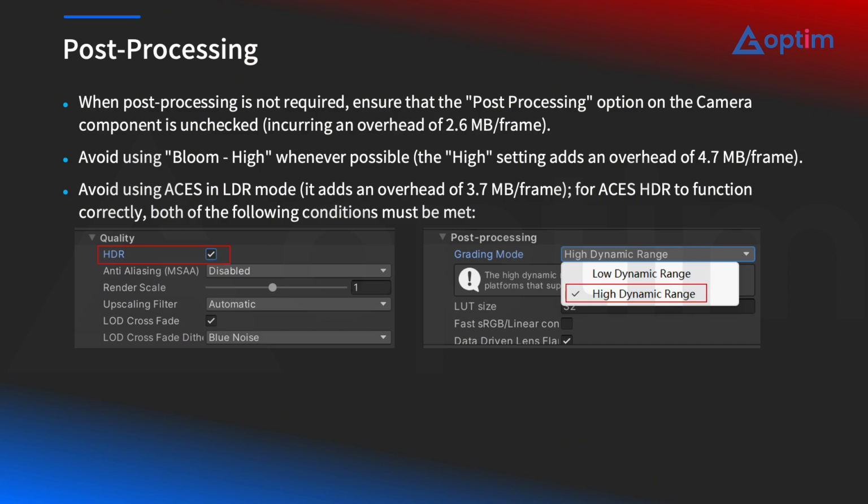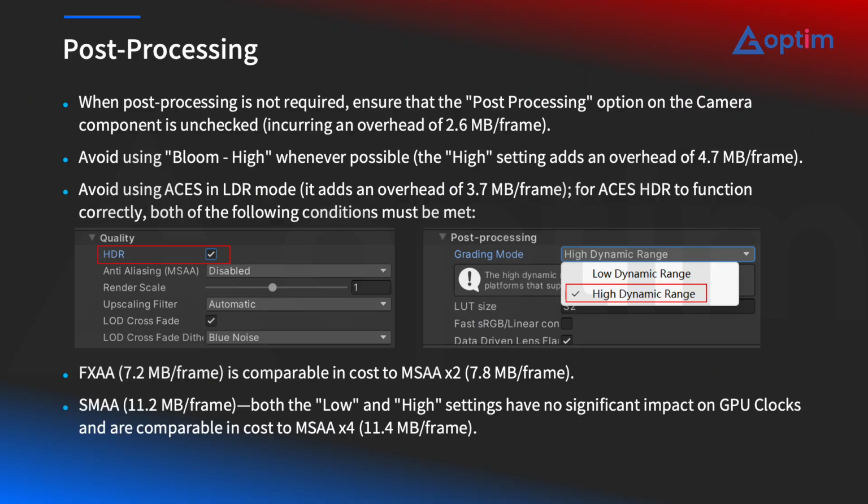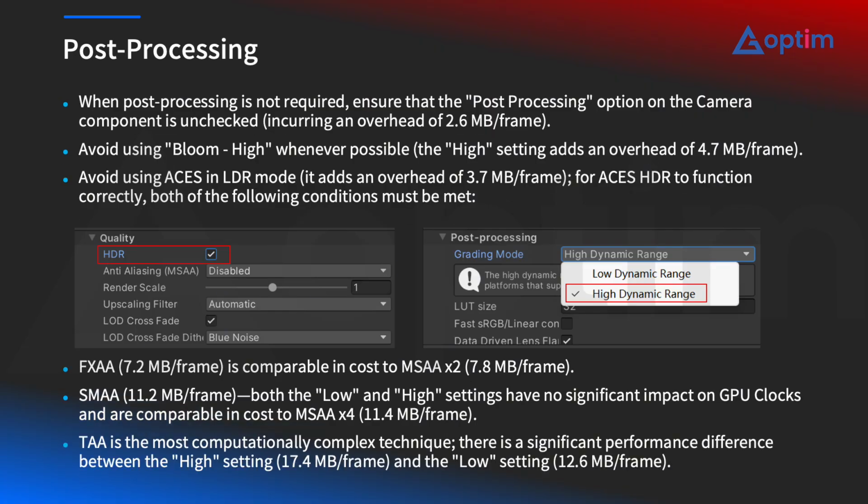Next, let's look at anti-aliasing comparisons. We tested FXAA, MSAA, SMAA, and TAA purely from a GPU clocks perspective, without considering bandwidth and other factors. The results are as follows. FXAA and MSAA 2x are relatively close, at about 7.2 M and 7.8 M per frame respectively. SMAA is around 11.2 M per frame, with little difference between low and high modes. 4x MSAA is also close to SMAA in cost on this device. TAA is significantly more expensive, about 12.6 M in low mode and up to 17.4 M in high mode, making it the most expensive option overall.